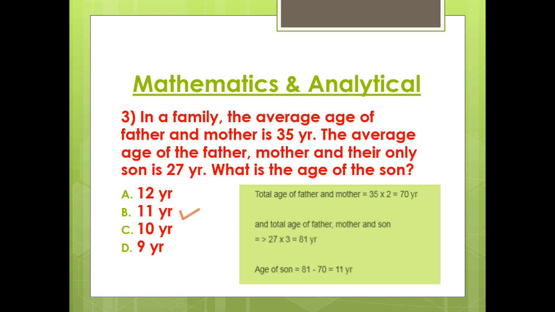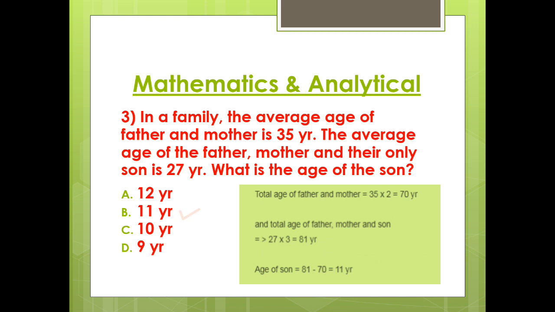If you already know the mean and you have to find out the individual ages, this is how you do it. Total age of father and mother was given to you as 35 years. So you will multiply it by 2. Why 2? Because we are talking about two people. The number of people or the number of things given to you is 2 in this case. So you will multiply it by 2 and the answer is 70 years.